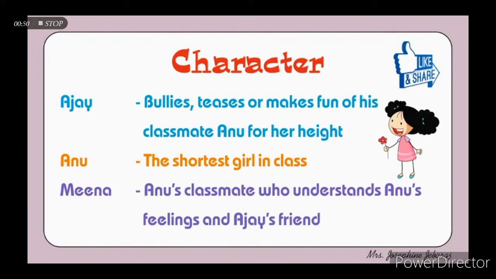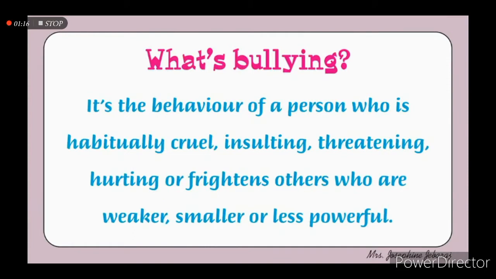Ajay seems to be the main character who draws attention from others by his activities. He bullies others. Bully means hurt others by words or actions. Anu, the shortest girl in the class. Meena, Anu's classmate who understands Anu's feelings, and Ajay's friend. Children, now let's see what bullying is.